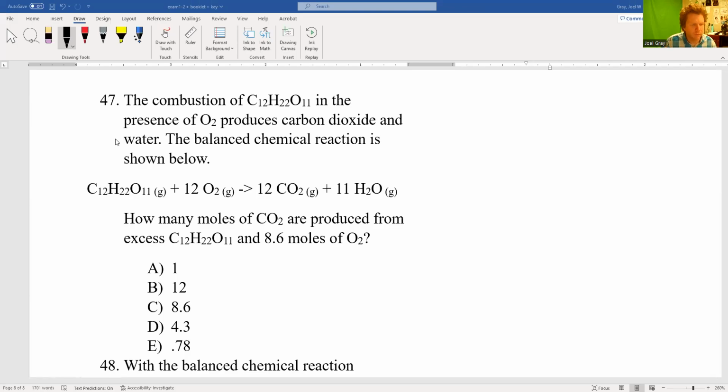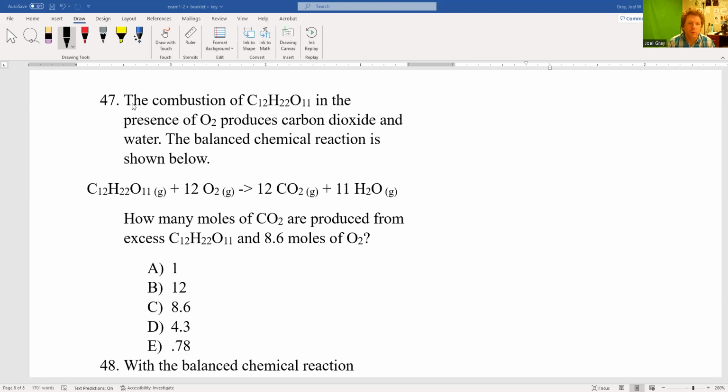All right, this is our last video for the first attempt at the second module's exam. This question says, the combustion of C12H22O11 in the presence of O2 produces carbon dioxide and water. The balanced chemical reaction is shown below. We've got a 1 to 12 to 12 to 11 molar ratio there.